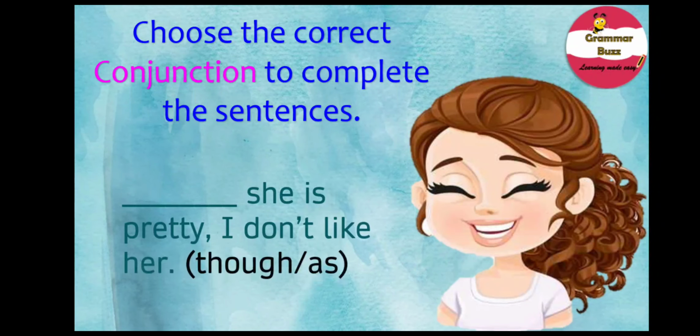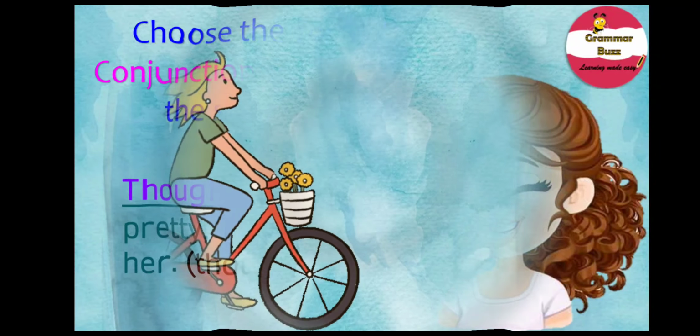And the sentence says, she is pretty, I don't like her. Quite contradictory, right? So, what is the subordinating conjunction in this sentence? Have you guessed it? I think you have spotted it. Excellent. And it is though. Though she is pretty, I don't like her. Well done. That was a great job.